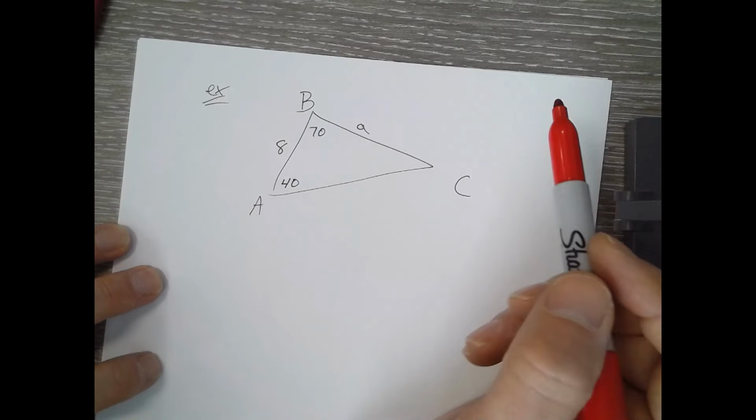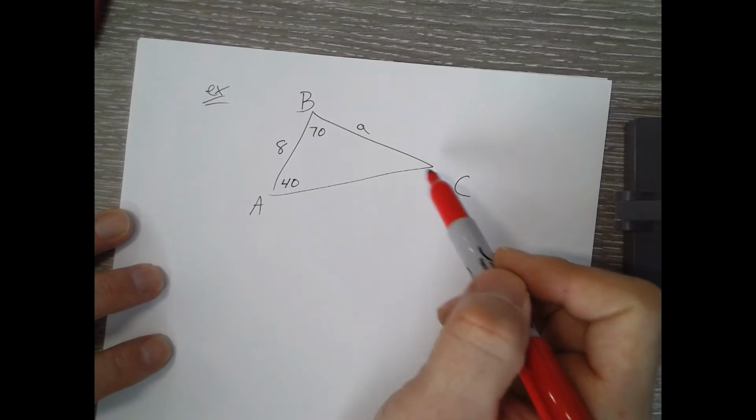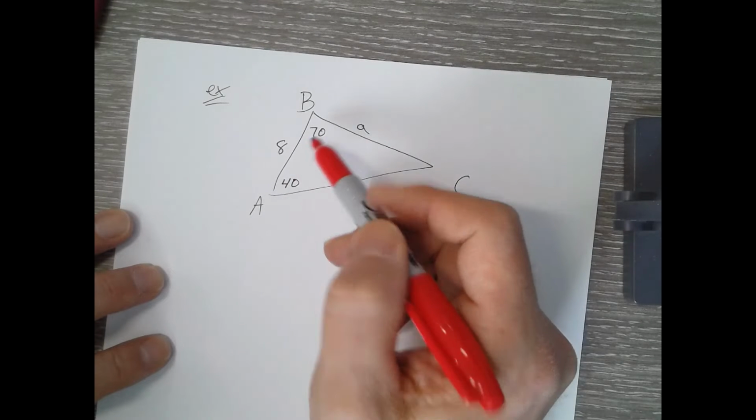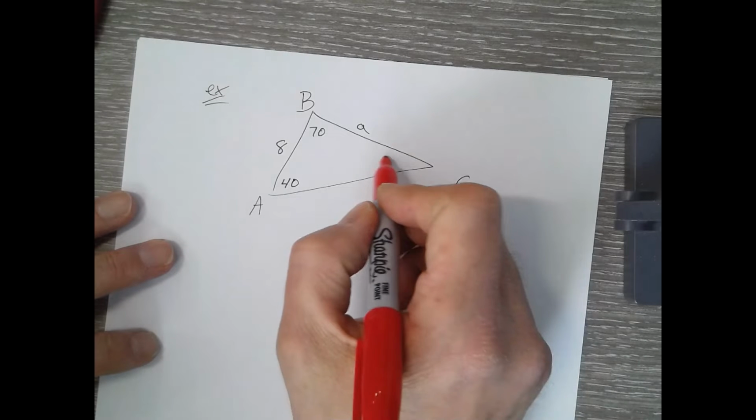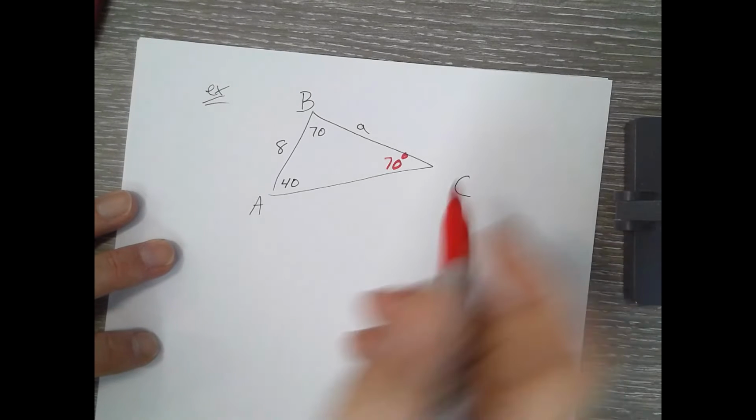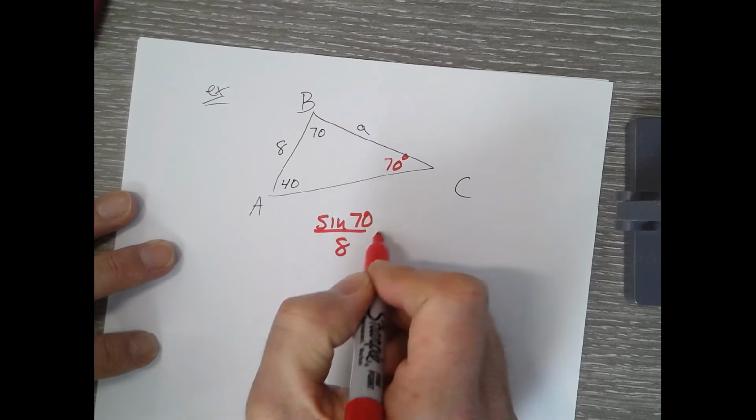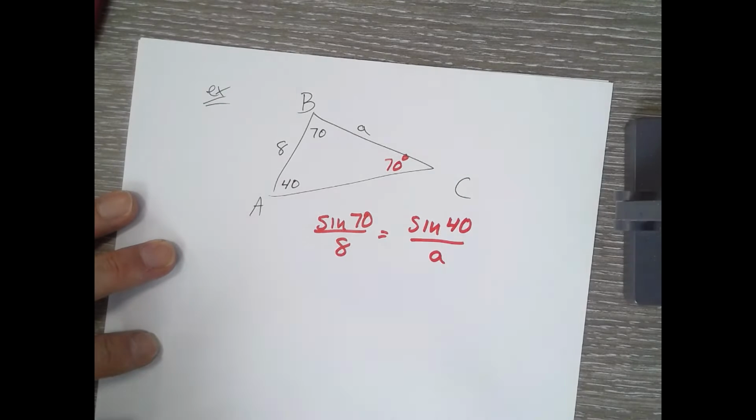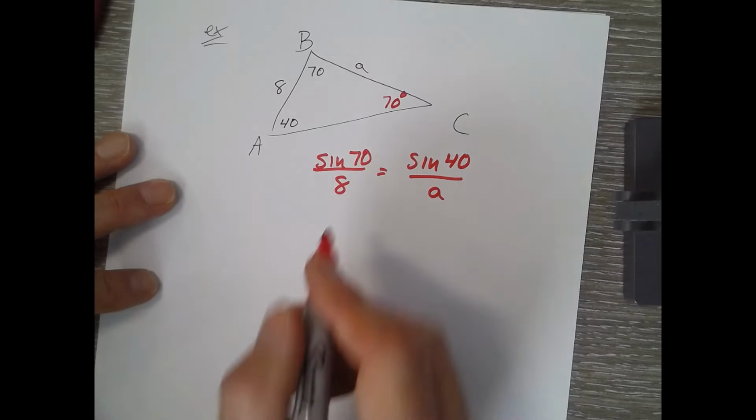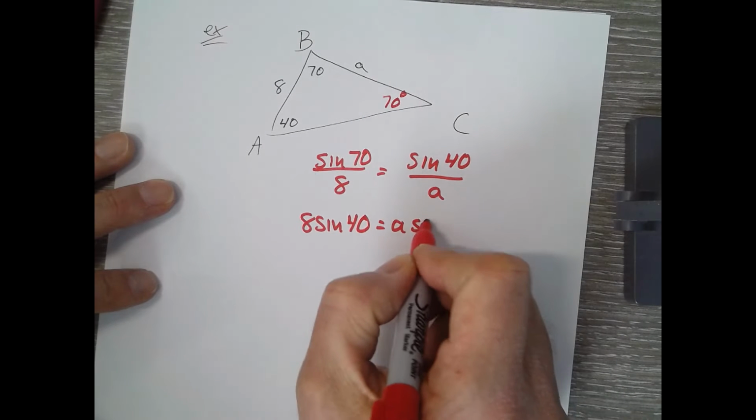So first thing we have to do is what? Good. We need to find angle C. So 180... let's see. I'm better than that. All right. So sine of 70 over 8 equals the sine of 40 over A. So now we can cross multiply. 8 times the sine of 40 equals A times the sine of 70.